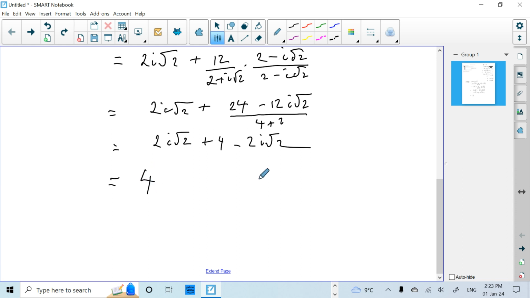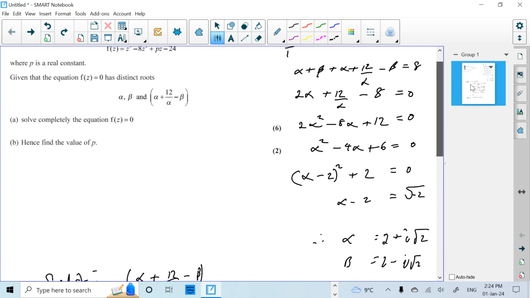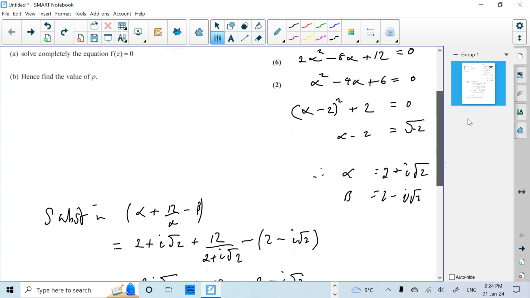So the roots of the equation are 2 plus i root 2, 2 minus i root 2, and 4. That's it so far. Is that part A? Yeah. Finding the roots is solving. So hence, find the value of p.